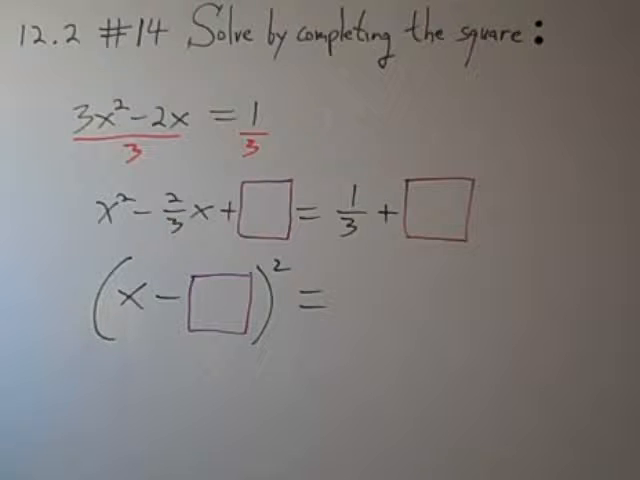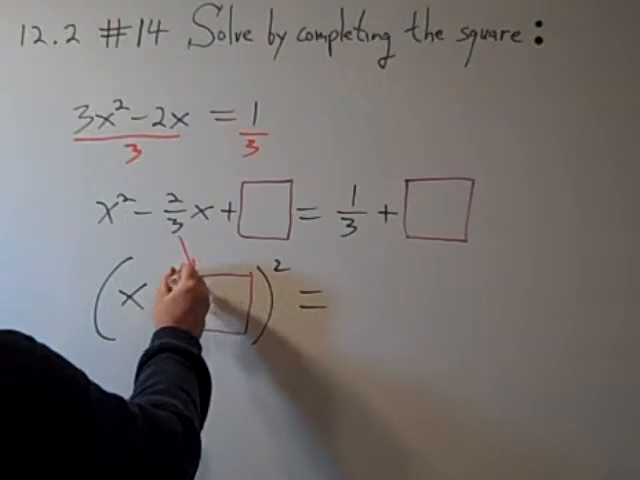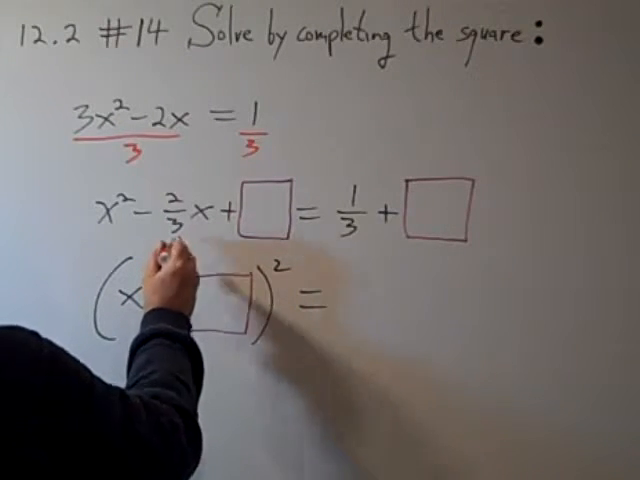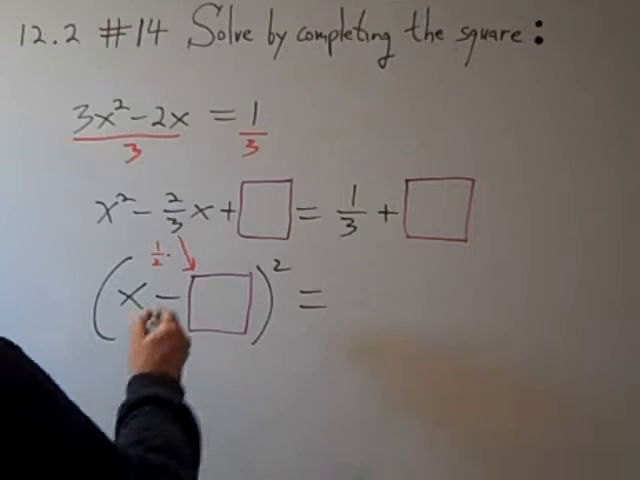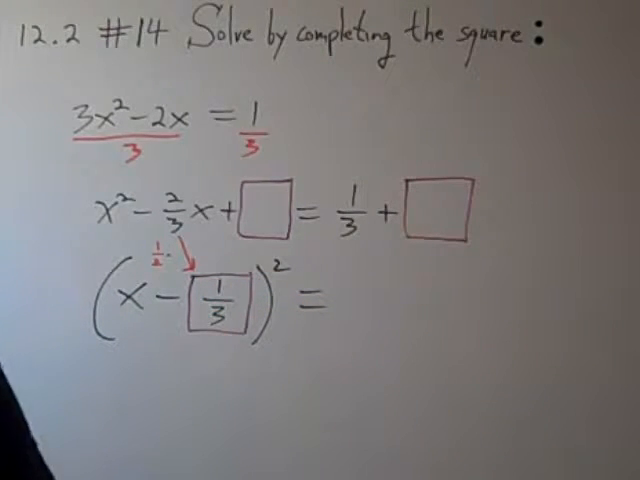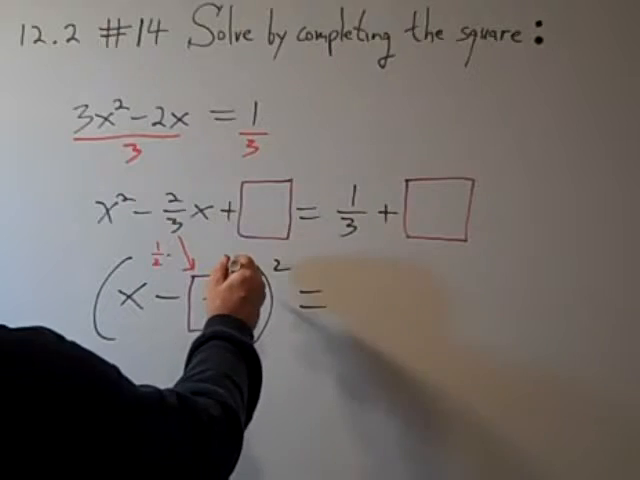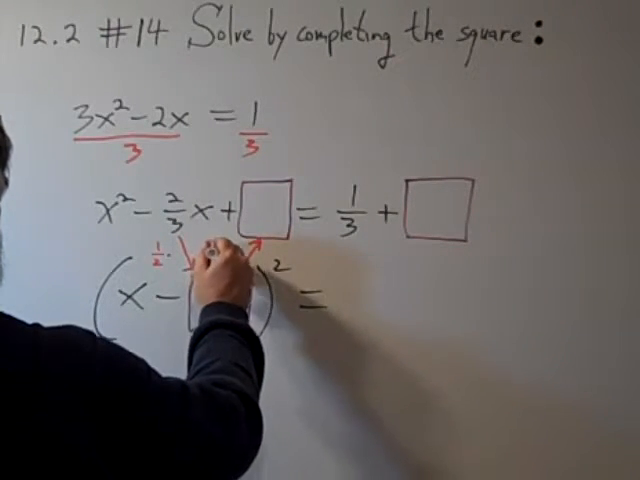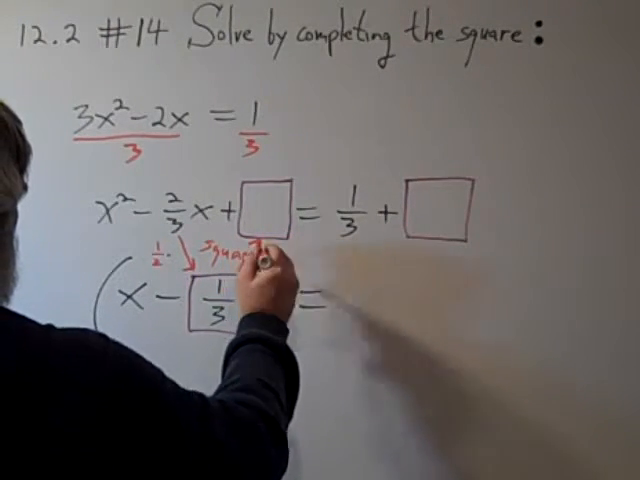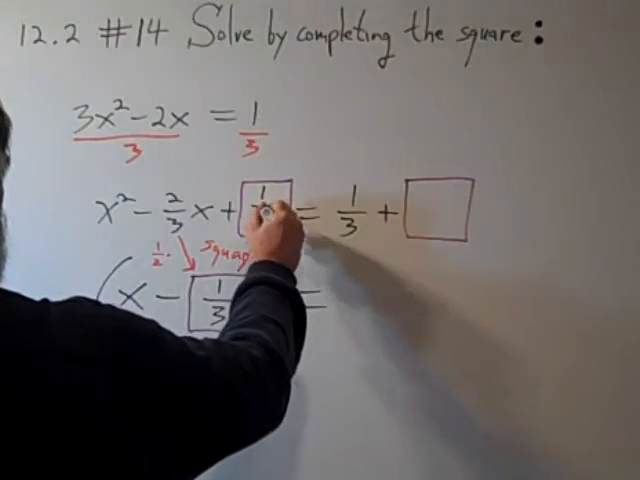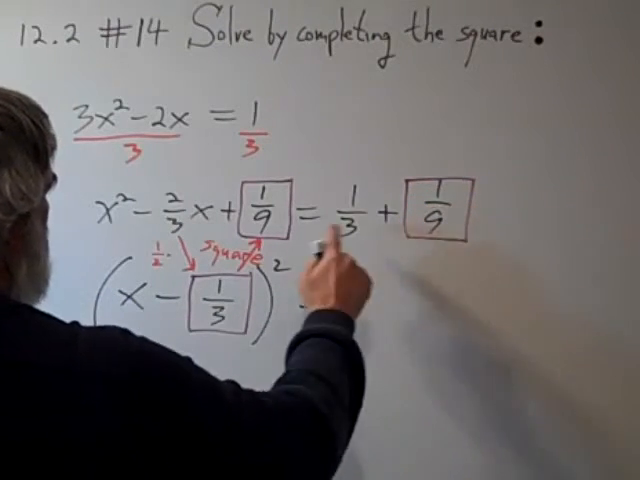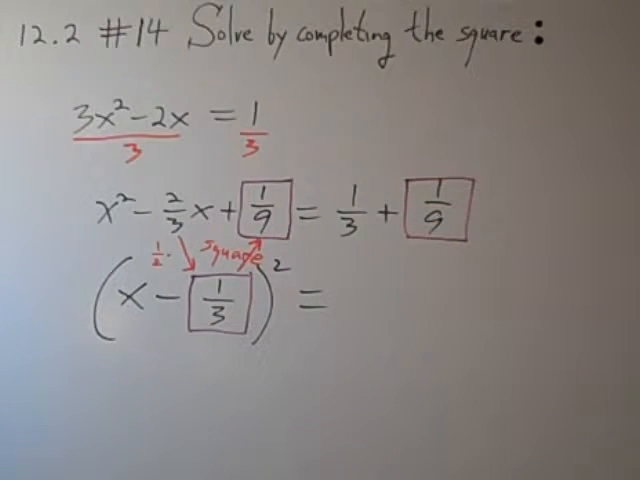So to fill in these boxes, we do it just as we did before. Take half of 2/3. So 1/2 times 2/3. Half of 2/3 is 1/3. And then we square that to fill in the other box. Squaring 1/3, 1/3 times 1/3 is 1/9. So it was 1/9 that we had to add to both sides of the first equation in order to get a perfect square.